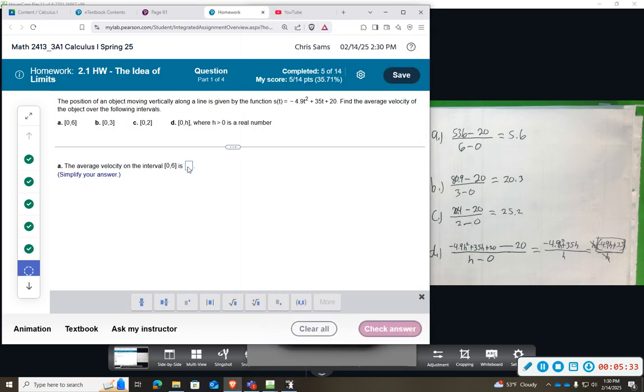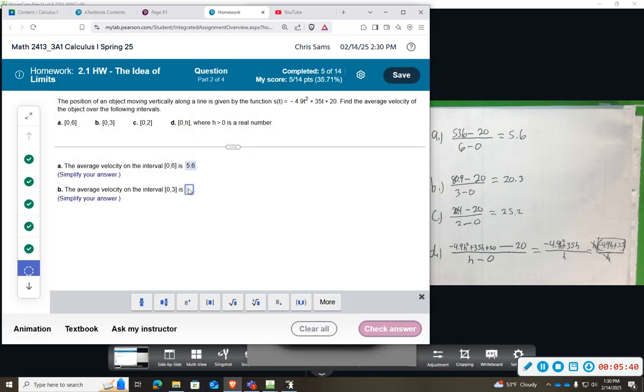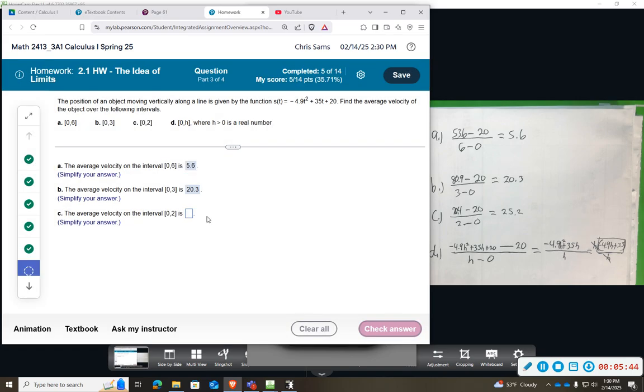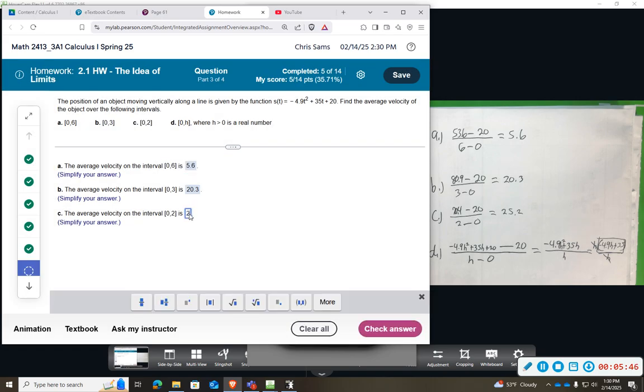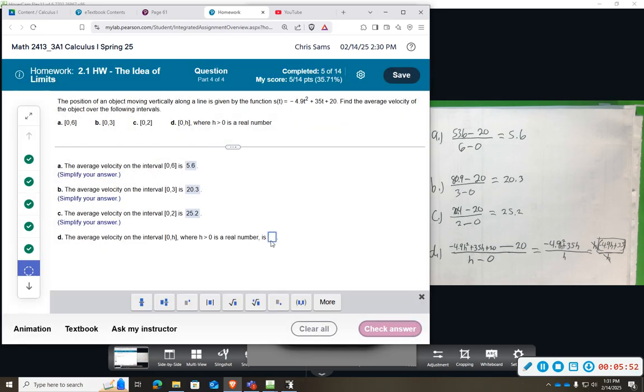Alright, so we have all those. We can just input them one at a time. So 5.6, 20.3, and then 25.2, and the last one is just an expression, negative 4.9h plus 35.